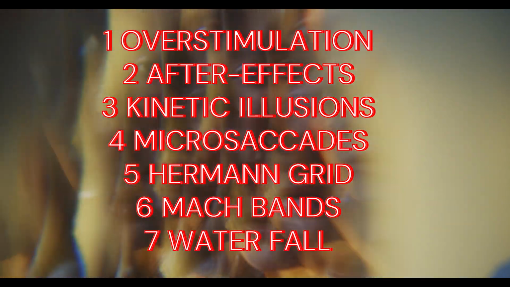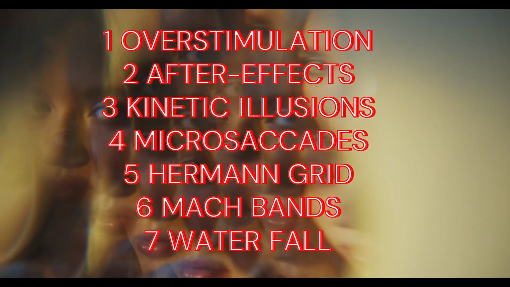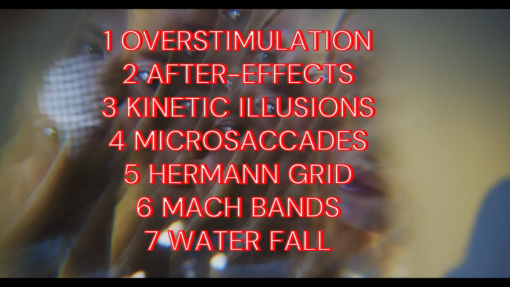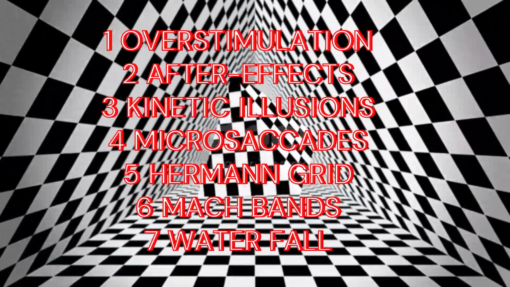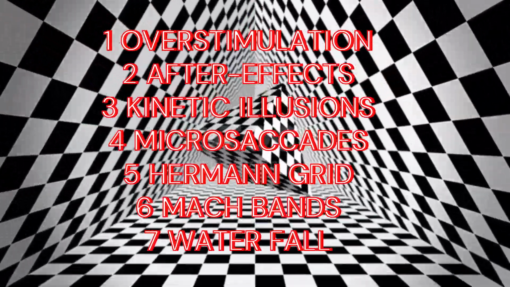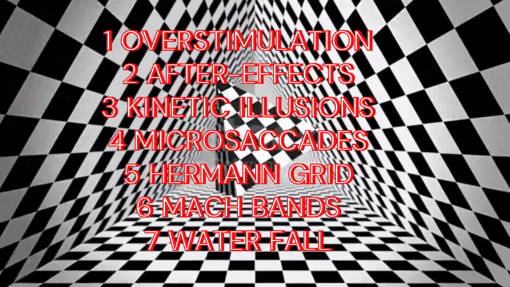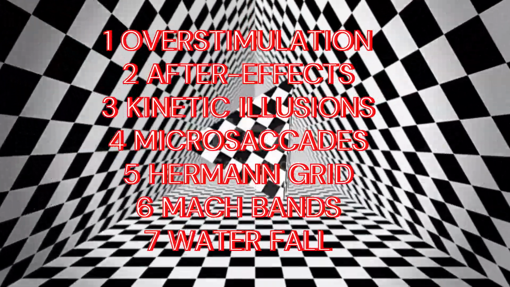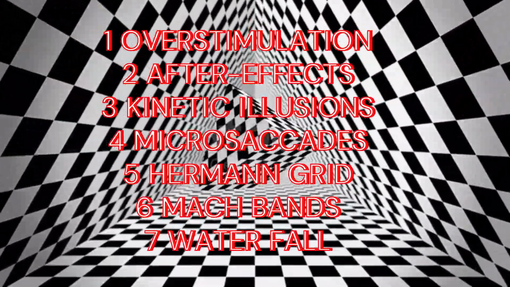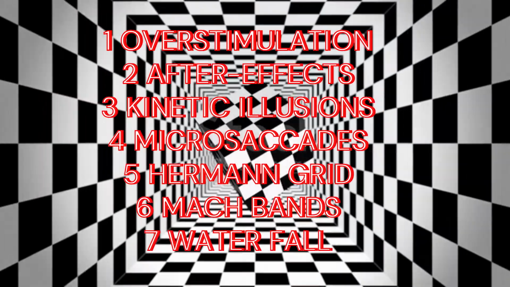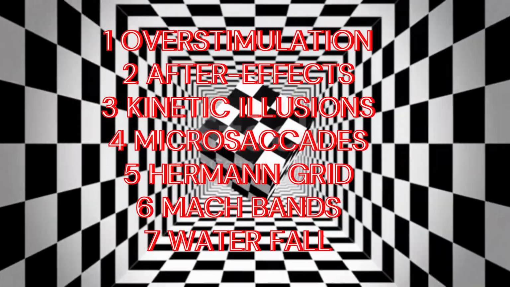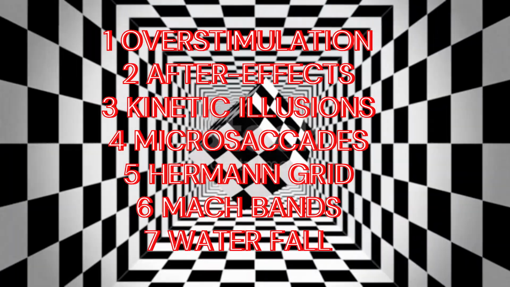Overstimulation illusions. Overstimulation illusions occur when our senses are overwhelmed with excessive or conflicting stimuli, leading to perceptual distortions. These illusions can manifest in various ways, such as visual illusions or sensory overload. Let's explore this topic further. One example of a visual overstimulation illusion is the lilac chaser illusion.